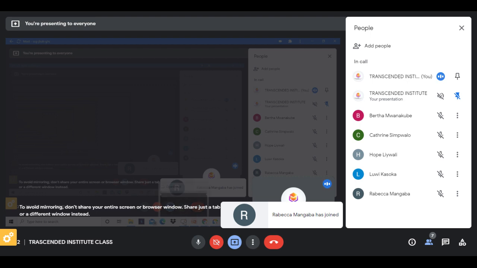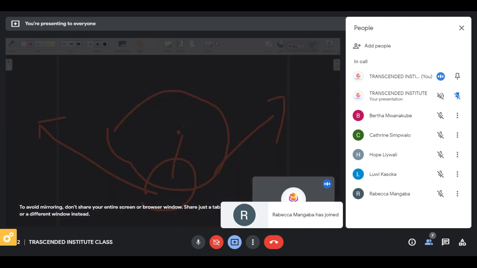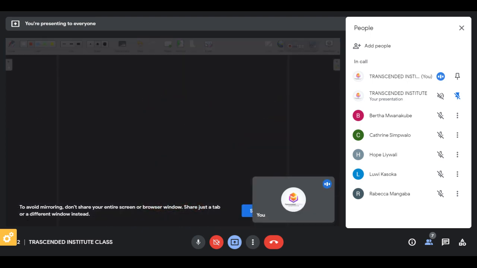Okay, so let me get to the board. Are you able to see the board? Okay. Are you able to see the board? Yes. Okay, so now we are trying to connect now. Don't mind us, we don't know how to draw. We're very good at not drawing.